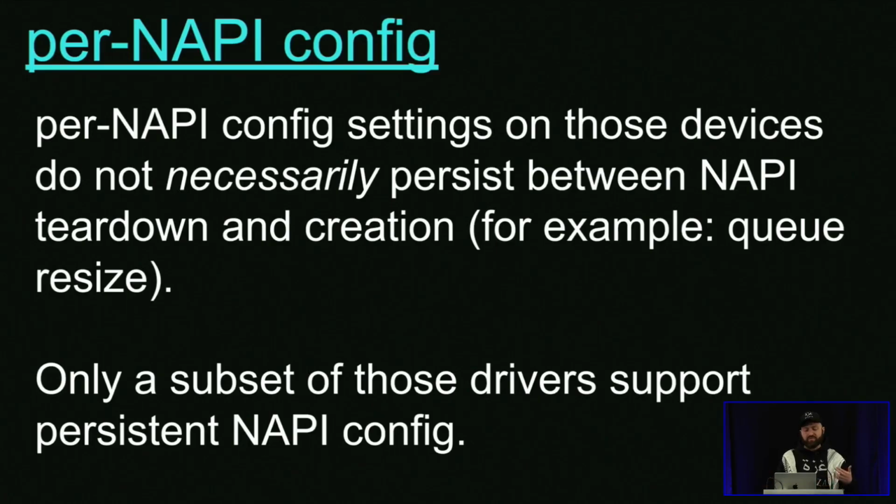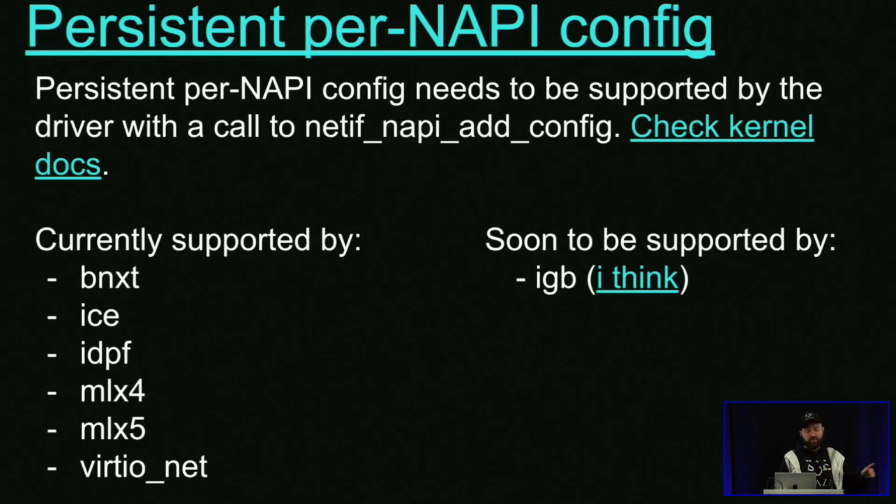Only a subset of the drivers I listed on the previous slide support persistent NAPI configuration values. These are the ones that support persistent values. You can read the kernel documentation that explains how to add support for persistent NAPI config to your driver. So if you're a driver maintainer and you're here, you should consider adding support. It's pretty easy. You just make one API call. There's kernel documentation, and there's a couple examples you can look at.